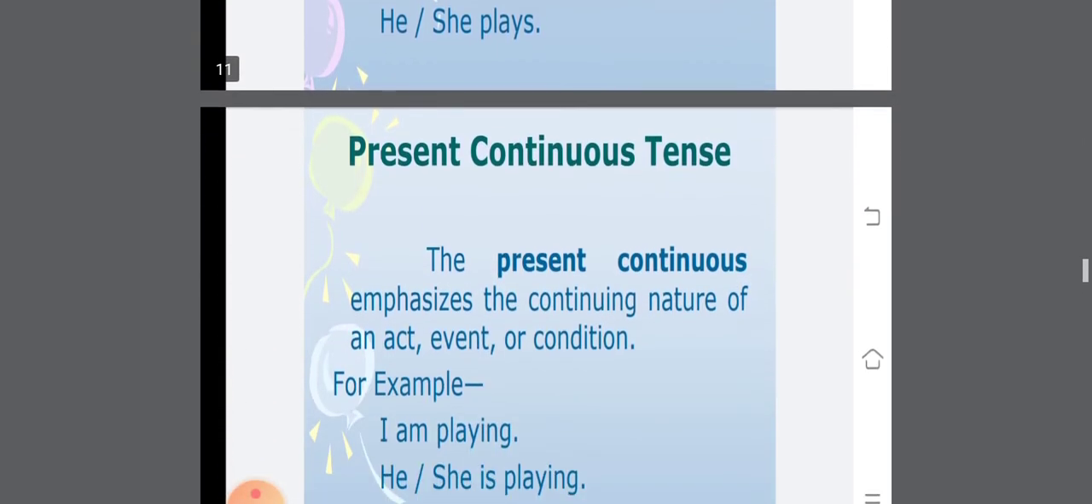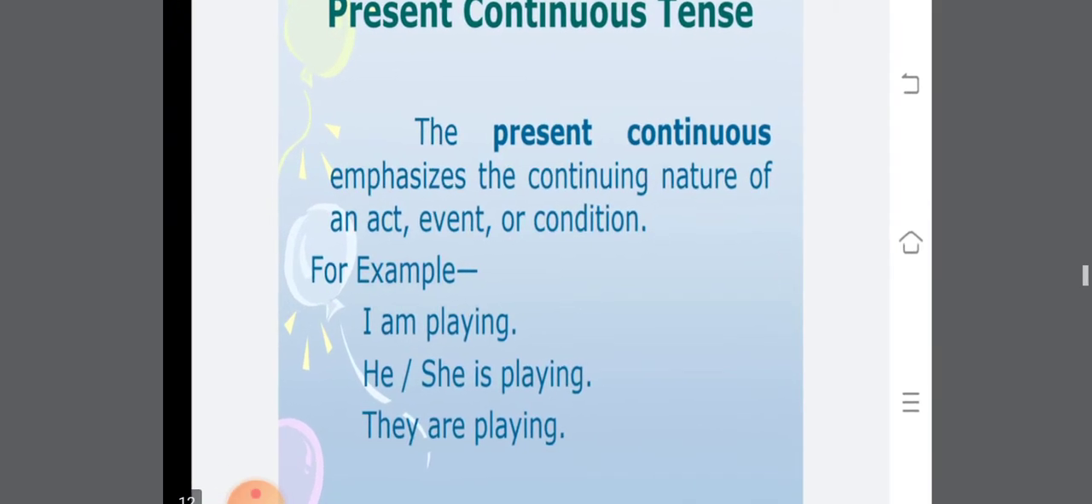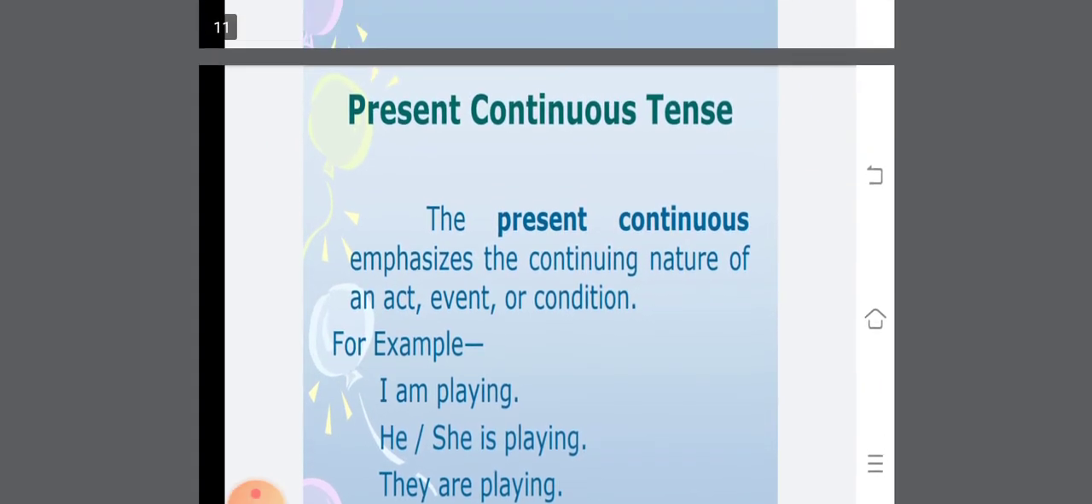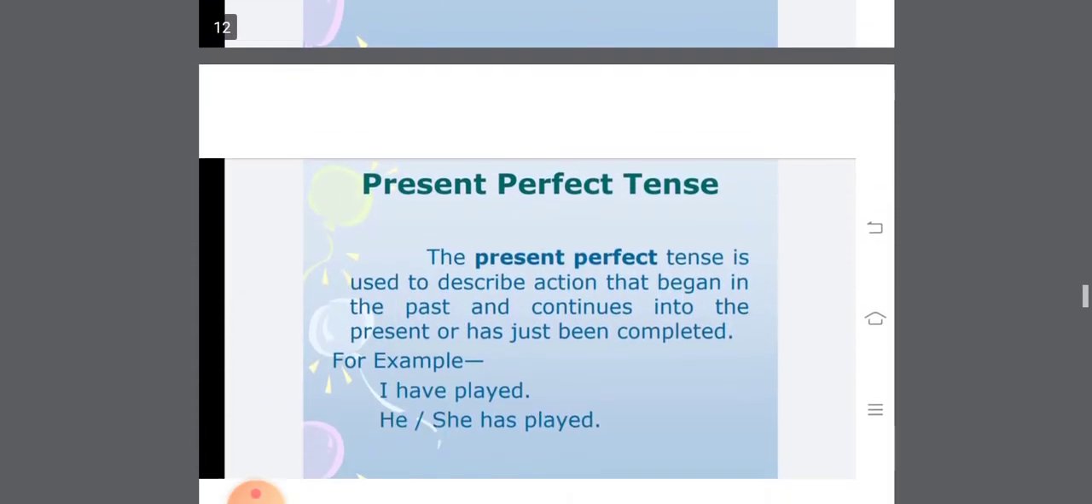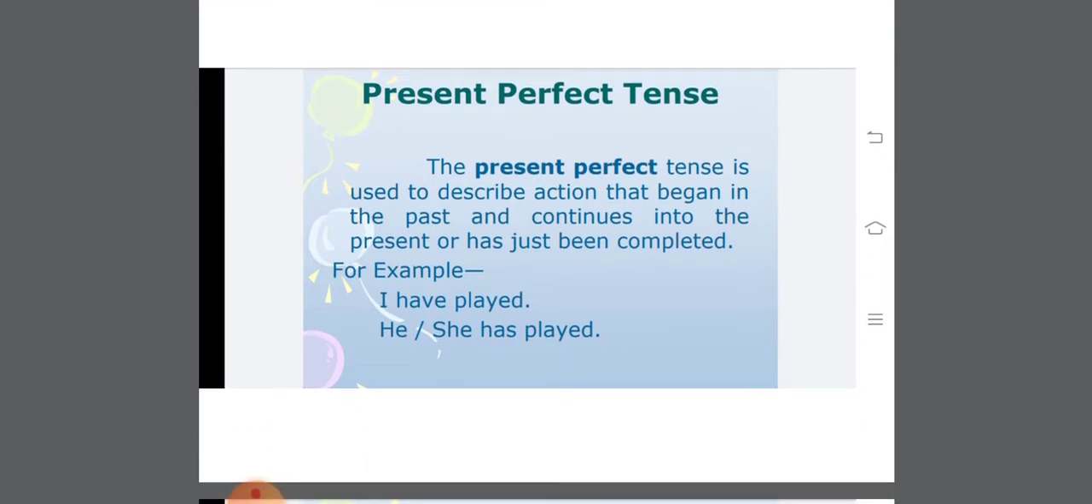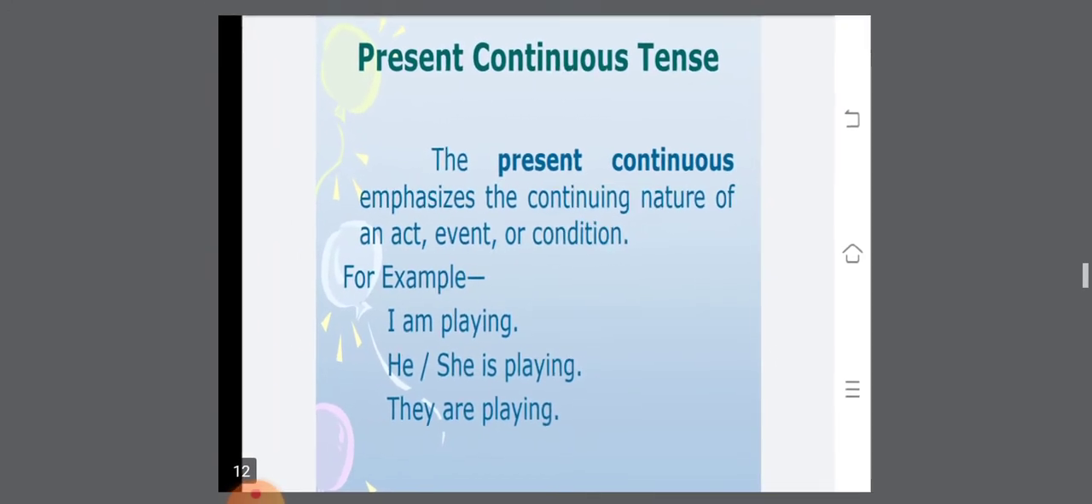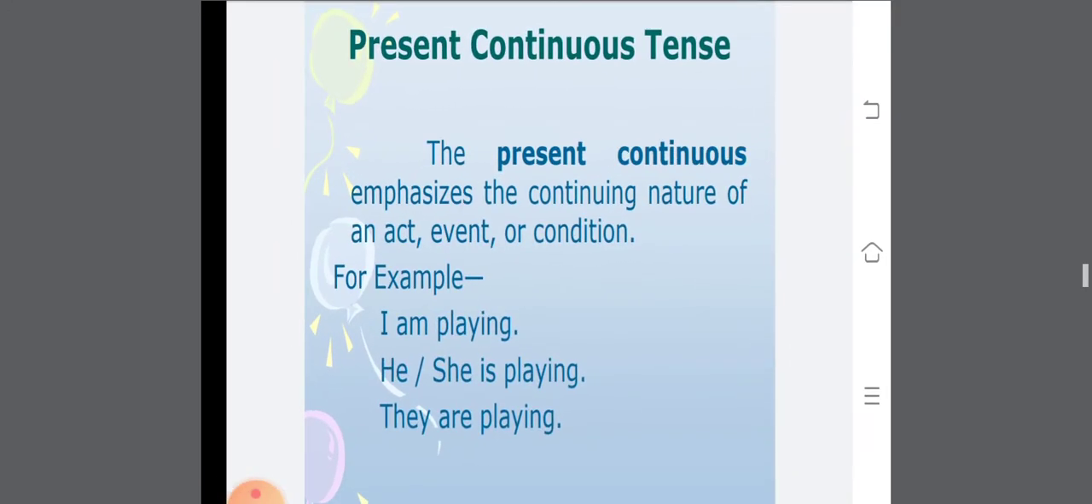Now present continuous emphasizes the continuing nature of an action, event or condition. For example, I am playing, he, she is playing, they are playing. Next, the continuing tense: an action which is happening, continuing now in nature. The suggestion is that it's continuing and in the present reference.